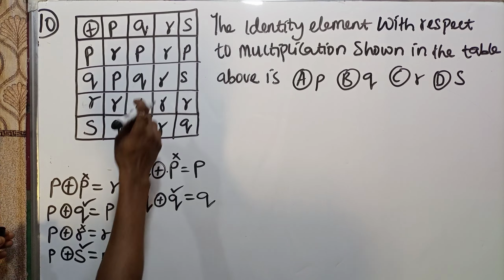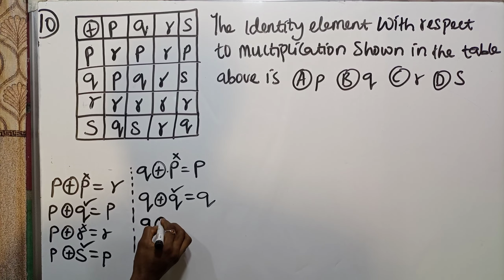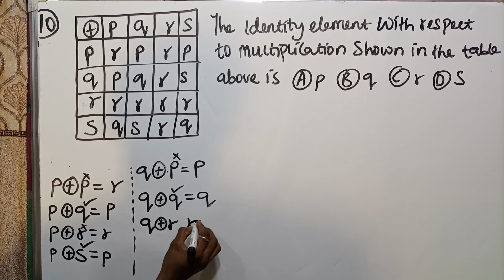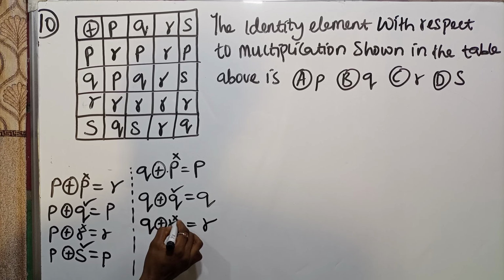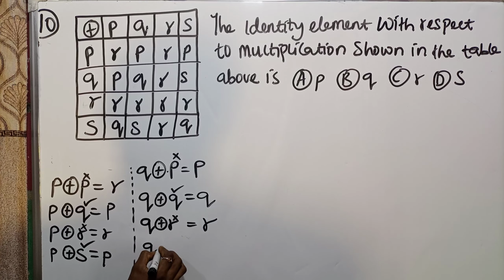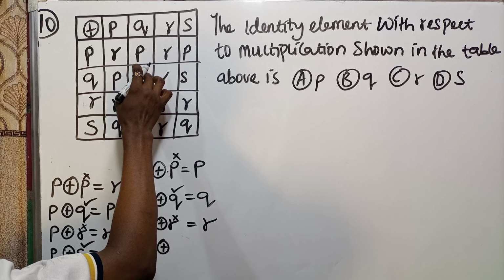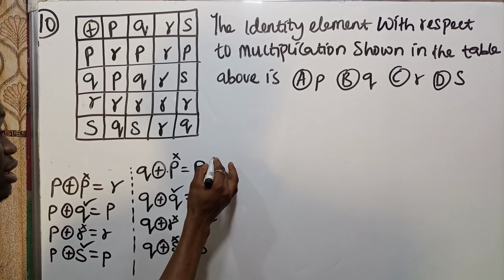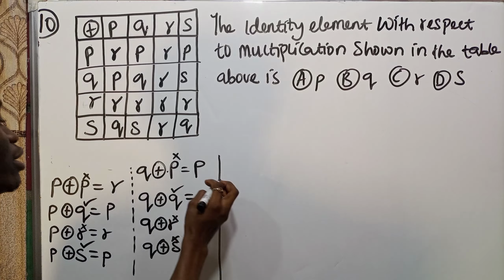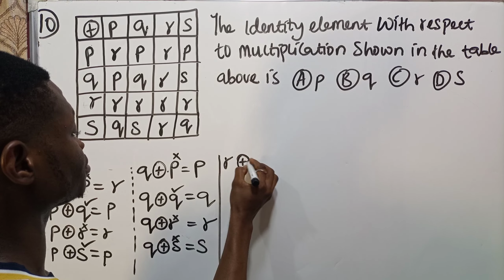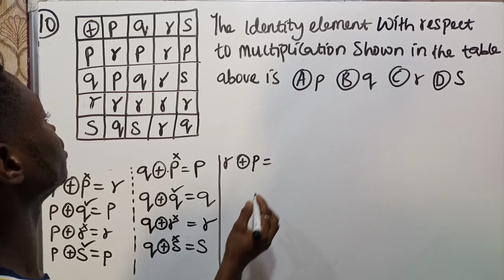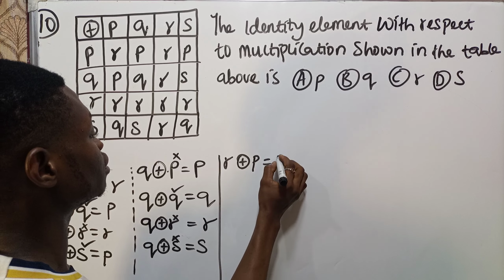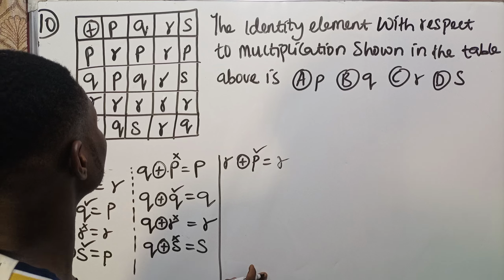So Q operating on R will give us what? Q operating on R will give us R, is equal to R. So it shows that R is not an identity here. So Q operating on S gives us S. Shows that S is not an identity here. So let's move over to R. R operating on P is giving us what? R. So it shows that P is an identity element here.